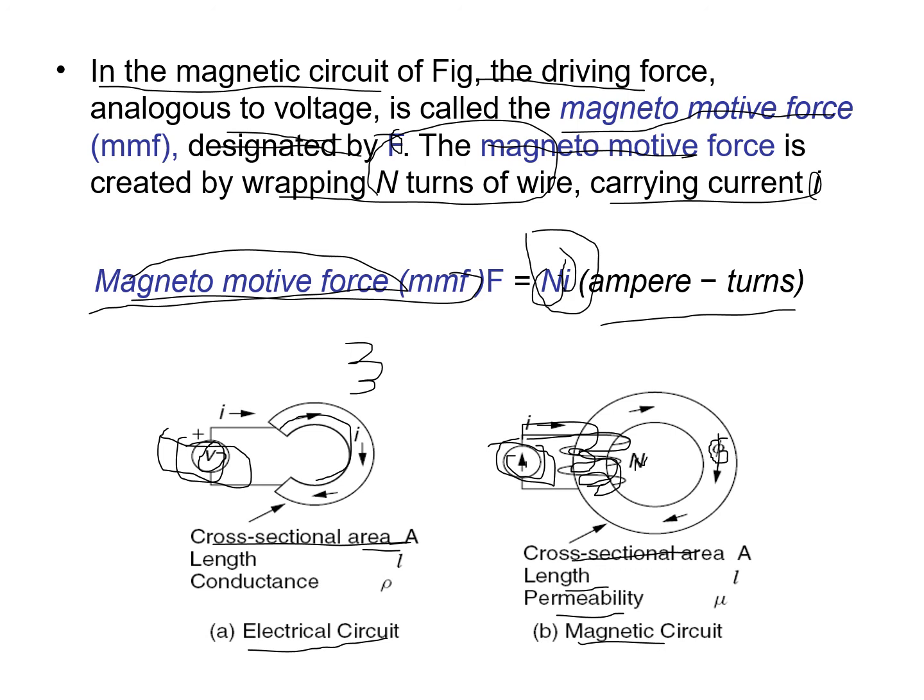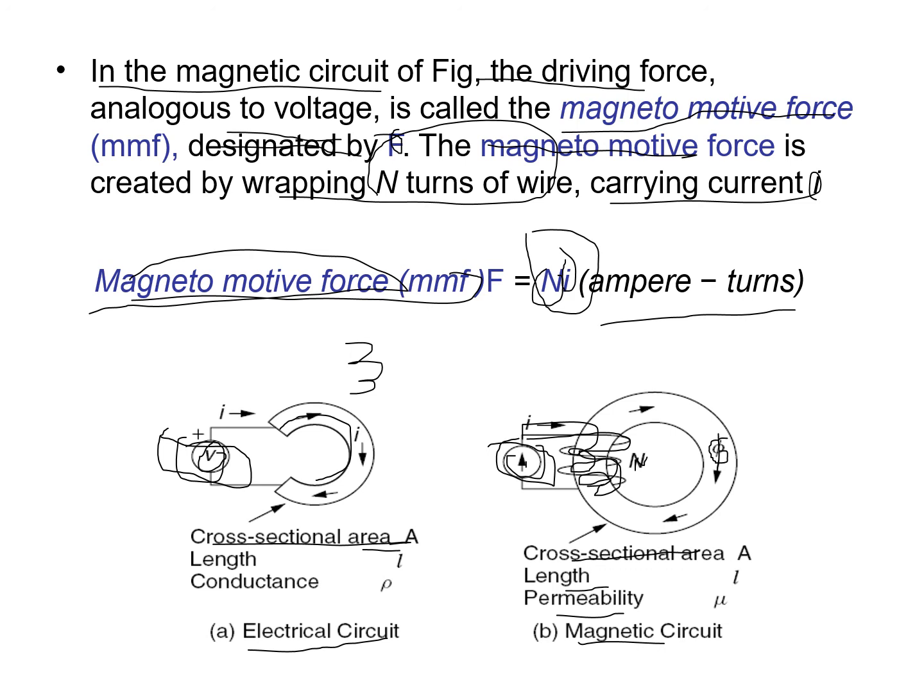So here there is a basic diagram with cross sectional area and length. This is called a conductor, it is driven with a voltage source. So it is called an electrical circuit. Another circuit has wires with turns, and these turns are represented with N. I is the driving force of the circuit. This is the cross sectional area, length is given as L, and permeability is given as mu.